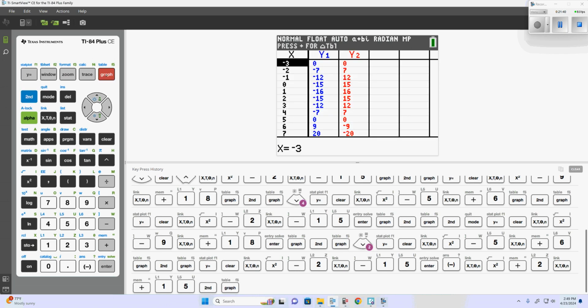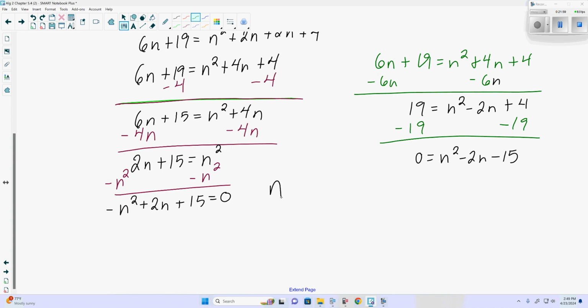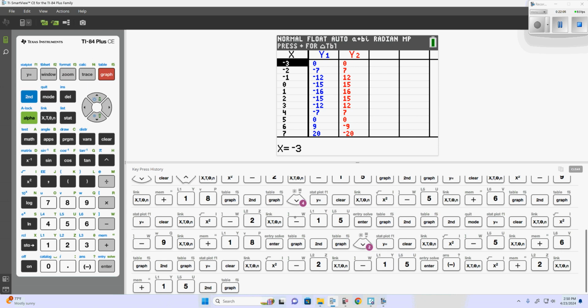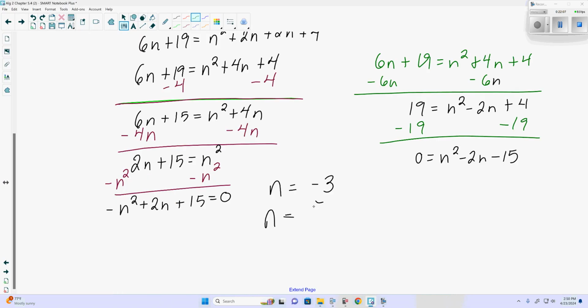What values of x make the function equal 0? Negative 3 and 5. For which one? Which equation? They're the same. So the solution does not change. Because for both of these, the values of n are both going to be negative 3 and 5. So it doesn't matter which way we do this. I just do the one on the right because we're only having to move 2 things instead of 3. Does that make sense?